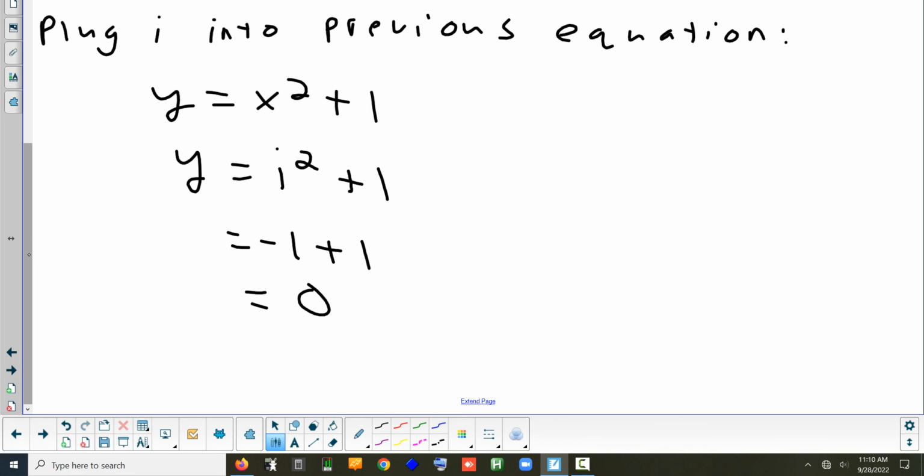And we're going to talk more about this, but if i is a root, x minus i is a factor. Just like if 3 was a root, x minus 3 is a factor. So x minus i is a factor. We'll talk more about that.